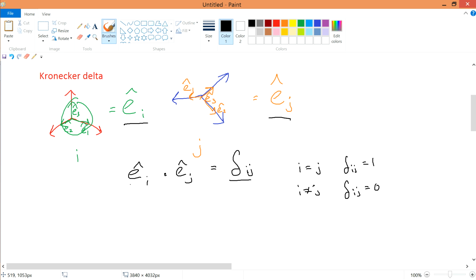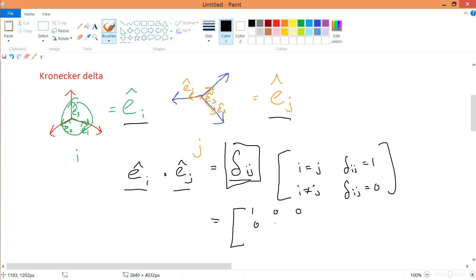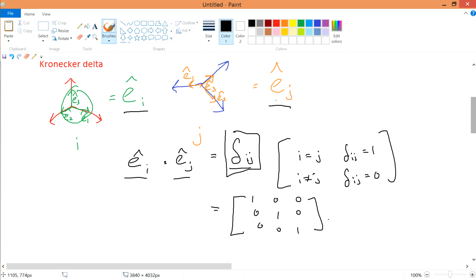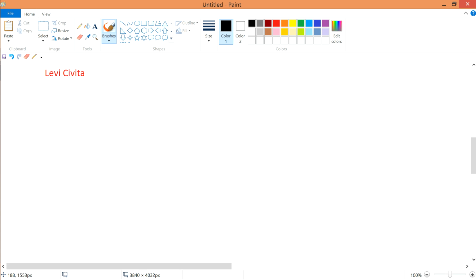So just to let you know, E_i dotted with E_j gives you a Kronecker delta ij, and it also corresponds to the identity matrix. This is the full meaning of the Kronecker delta, and the understanding for this is very important. I highly recommend you just memorize it.